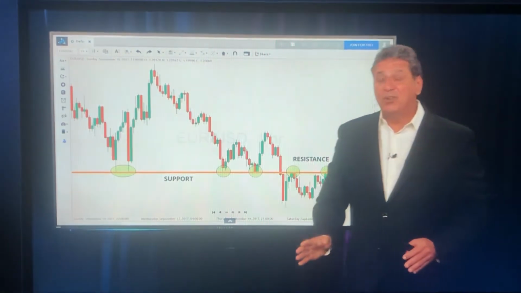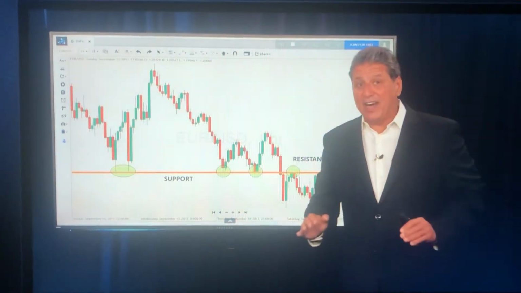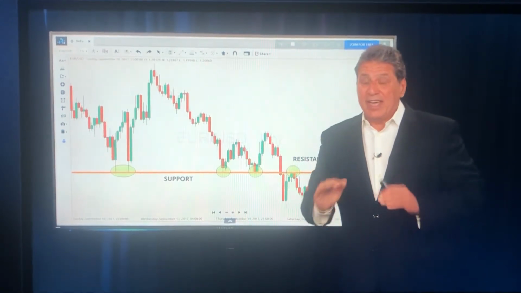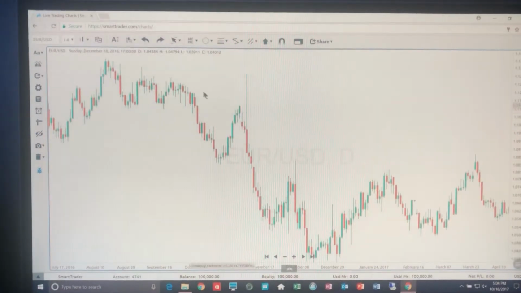Now, what I'd like to do is go to smarttrader.com to show you how to identify pivot points and enabling you to take advantage of this market. Now, as we discussed before, a pivot point is a location, a numerical location where this market is going to create levels of support as well as levels of resistance at the same number.